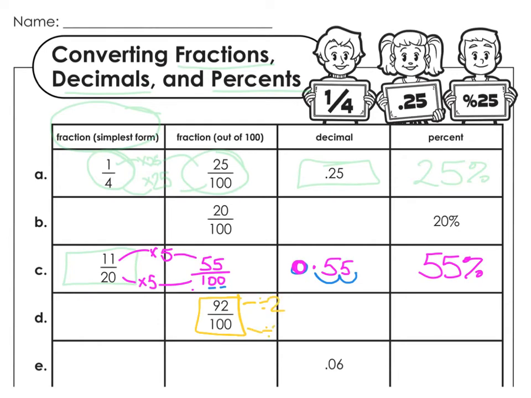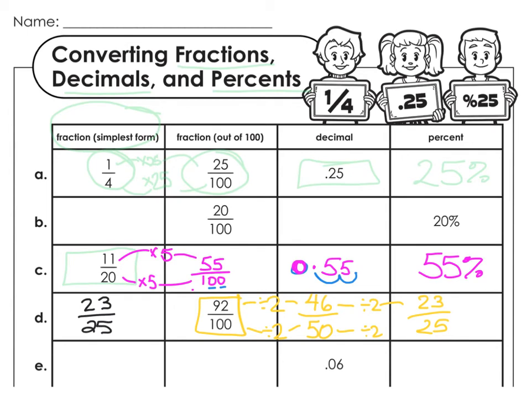So I'm going to just go ahead and do that. And 92 divided by 2 is 46. 100 divided by 2 is 50. And then you would look at 46 and 50 and see, once again, we could split that in half. So we can go divided by 2 and divided by 2, and we would get 23 over 25. And that is actually the simplest form of that fraction. So we would write 23 over 25.